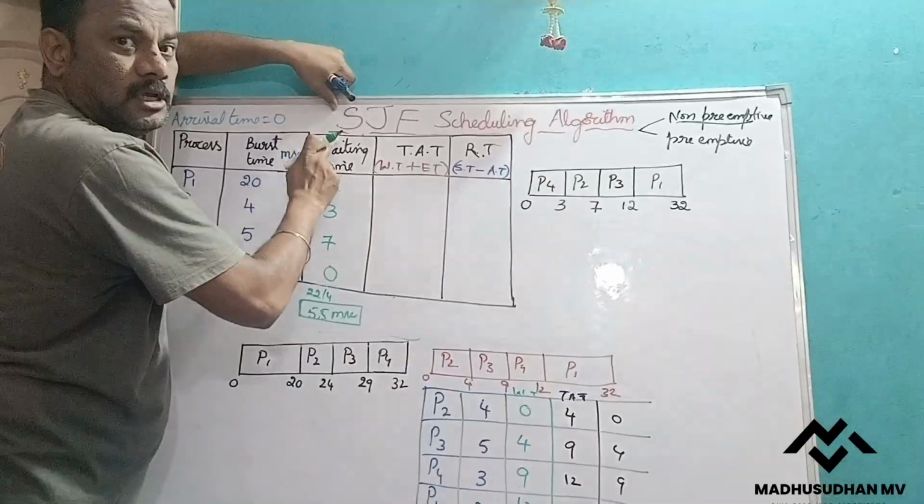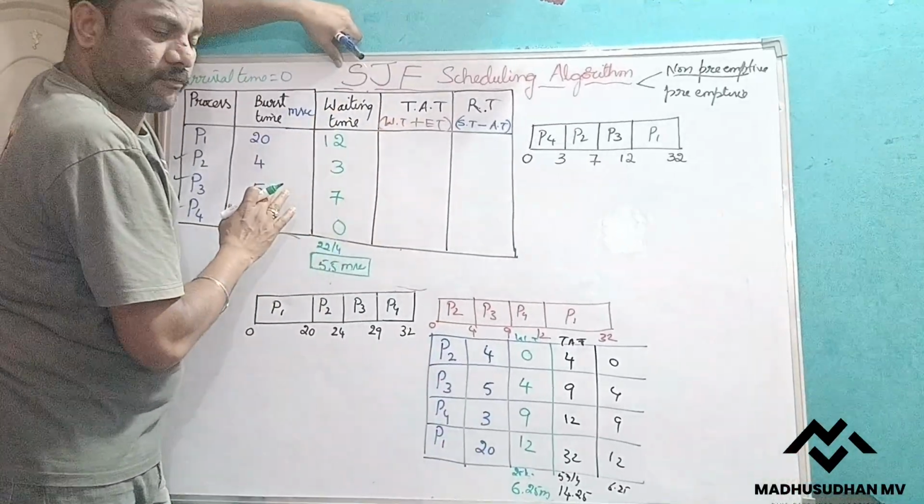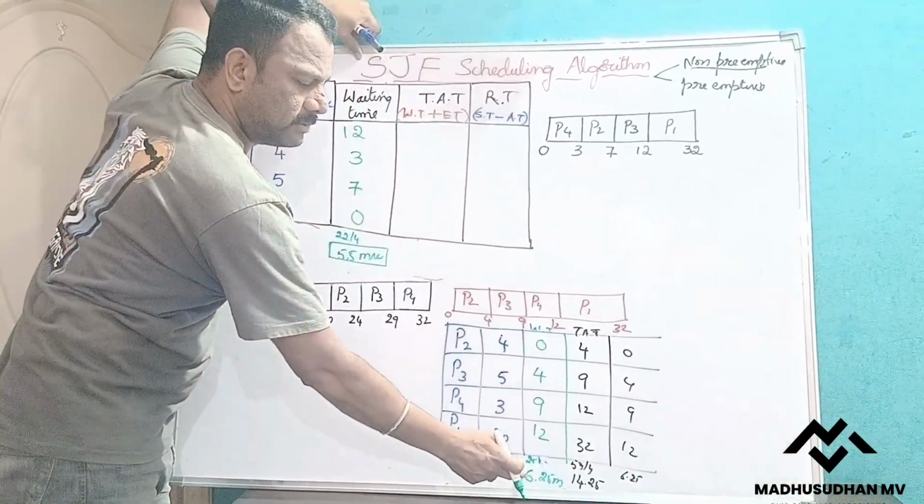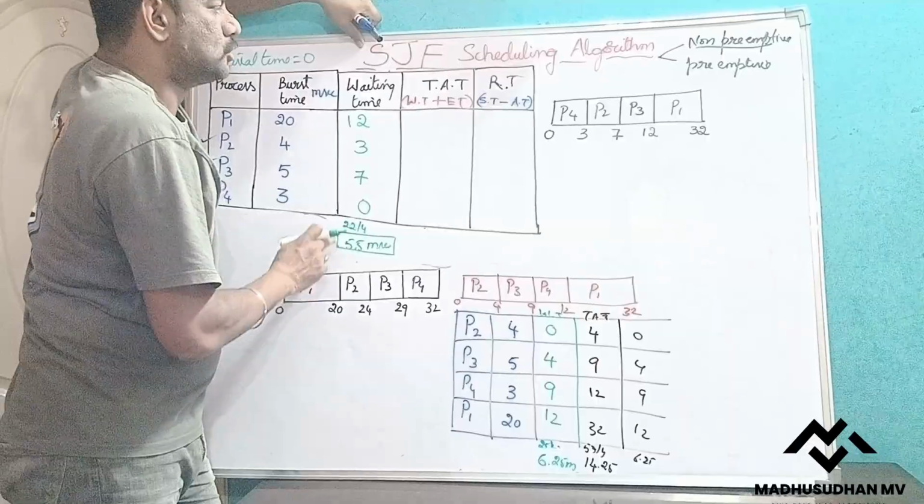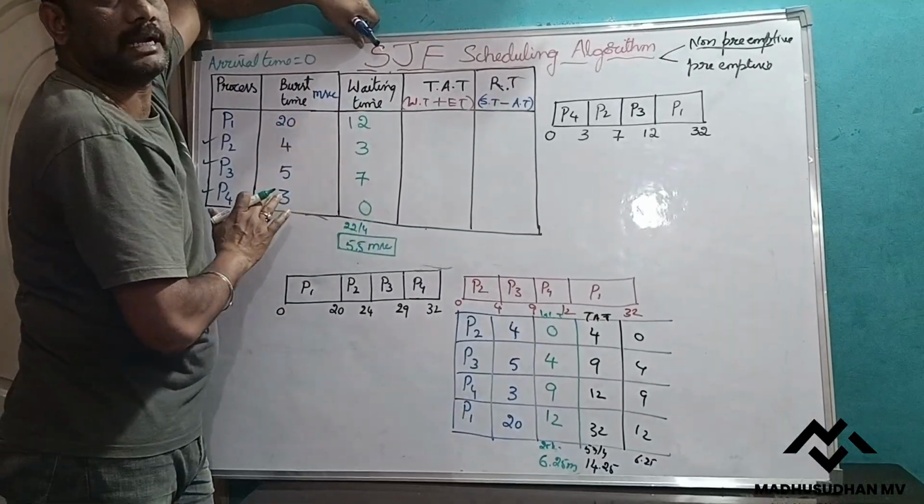Okay, if you apply shortest job first, see, from 18.50 we reduce it to 6.25, and from 6.25 we reduce it to 5.5. So this is efficient in terms of waiting time.